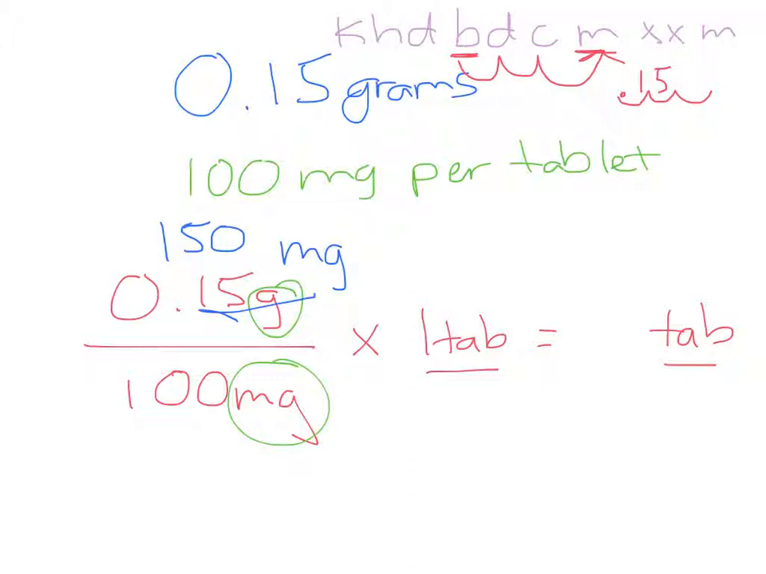Again, we're not changing the doctor's order at all. I'm simply just saying, hey doc, that comes in milligrams, so we need to change your order to milligrams, which is what we did. And now you can see what we can do. Milligrams and milligrams will cancel each other out when I divide these two. So 150 divided by 100 gives me 1.5 times 1 is still 1.5. So my patient here would take 1.5 tablets.